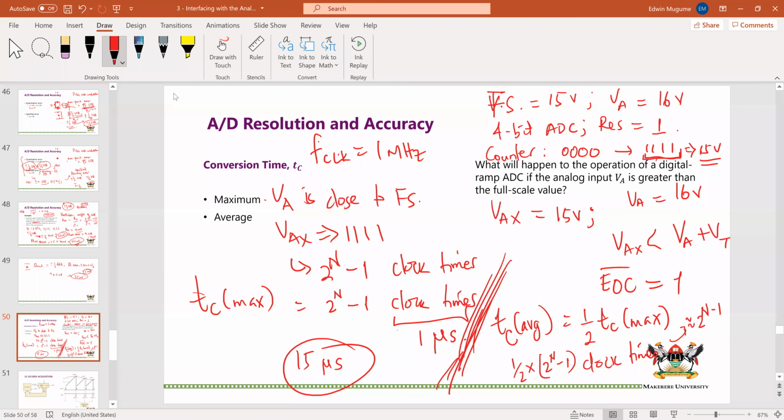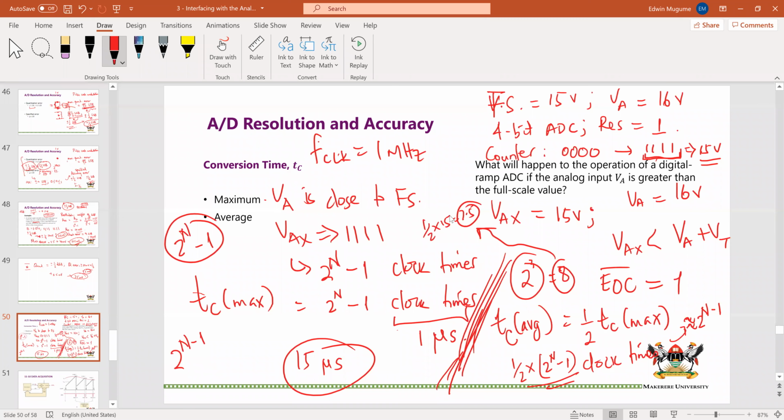So in this case, n is 4, sorry. So 2 to the power 3, which is 8. So you can see if we took this, that's why I've put approximately. If we took that, we would have a half times 15, which is 7.5, which is actually approximately equal to 8. So you can say for the average case, 2 to the power n minus 1, whereas for the maximum case, it is 2 to the power n minus 1. Okay, big difference.